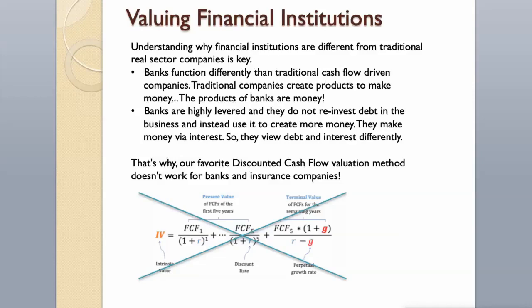Valuing financial institutions. Understanding why financial institutions are different from traditional real sector companies is key. Banks function differently than traditional cash flow-driven companies. Traditional companies create products to make money. The products of banks are money. Banks are highly levered and they do not reinvest debt in the business and instead use it to create more money. They make money via interest. So, they view debt and interest differently. That's why our favorite discounted cash flow valuation method doesn't work for banks and insurance companies.